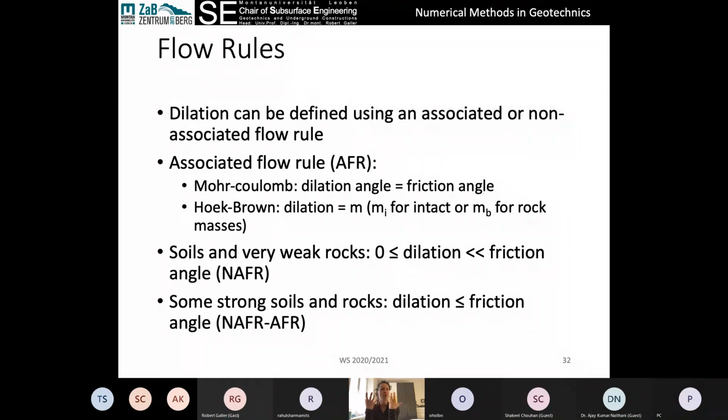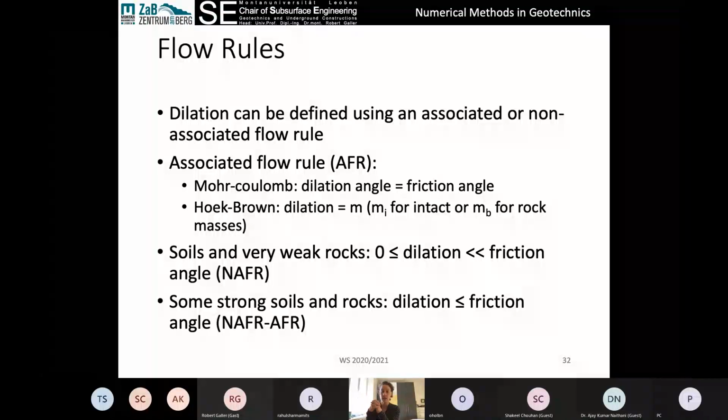This is a parameter that we're not really used to parameterizing in our typical soil mechanics, rock mechanics courses, but is a parameter that we have to put into our numerical model, especially if we're expecting plasticity. If we're doing an elastic model, we don't even need to think about dilation. But if we're expecting plasticity, then we need that dilation.